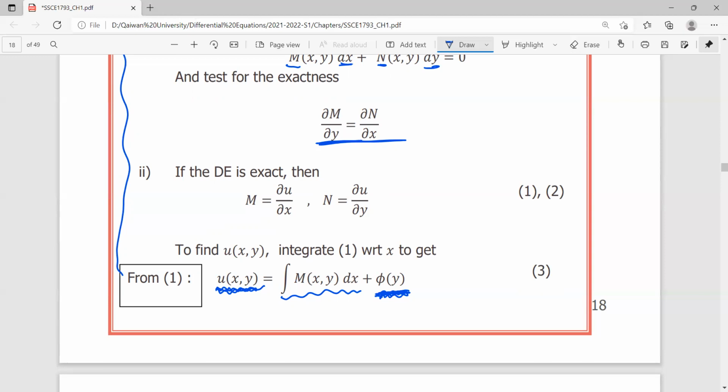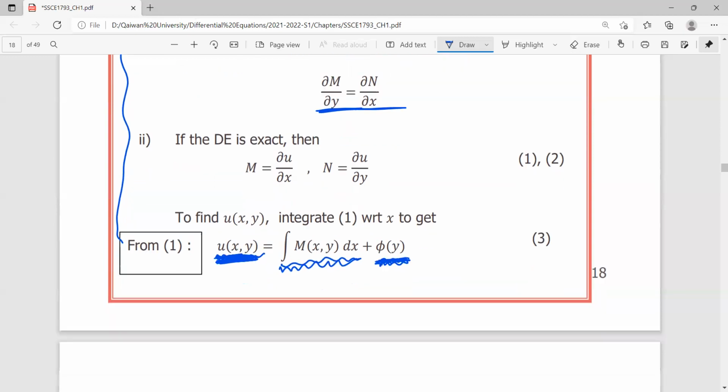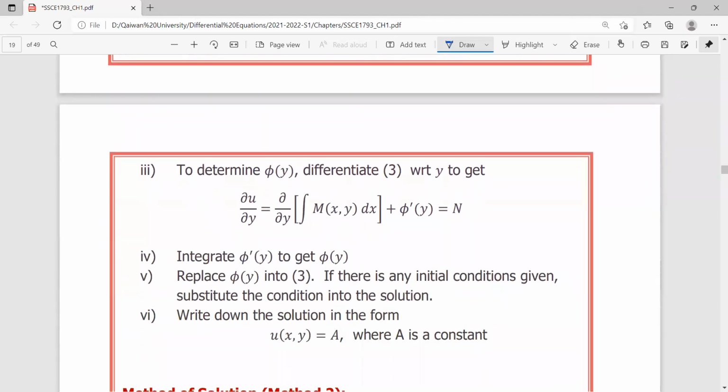So in the first step, as I said, we just test for exactness. In the second step, we are going to find u of x,y. How? We say u of x,y equals the integration of M of x,y dx. That means we are going to take the integration with respect to x plus phi of y. That's the second step. In the third one, what we do, we are going to take this.